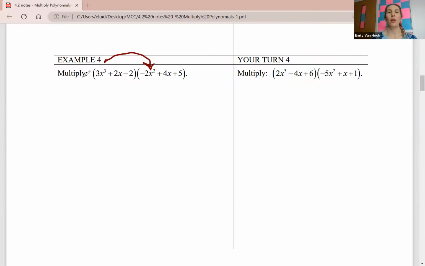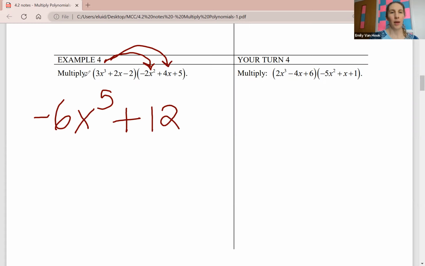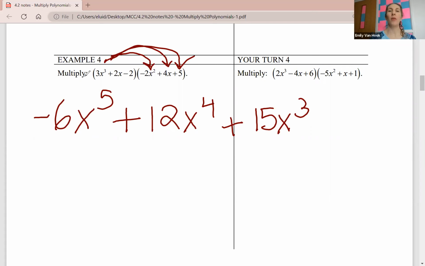So 3x to the third times negative 2x squared, that's going to be negative 6x to the fifth. So 3 times negative 2 is negative 6, and then we add the exponents. 3 plus 2 is 5. Next, 3x to the third times 4x, that's going to be 12x to the fourth. So again, I'm multiplying the coefficients, adding the exponents. And then my last term for now, 3x to the third times positive 5 will be positive 15x to the third. So there's my first row.